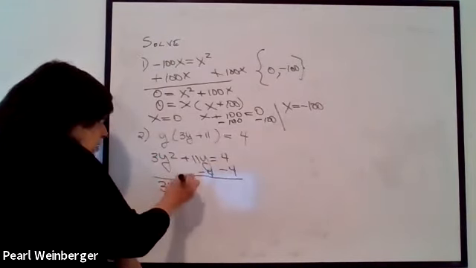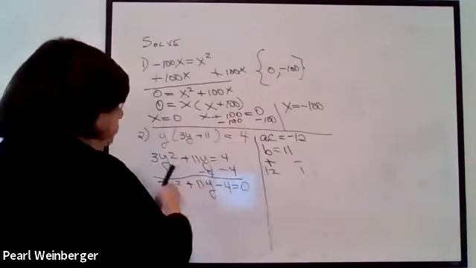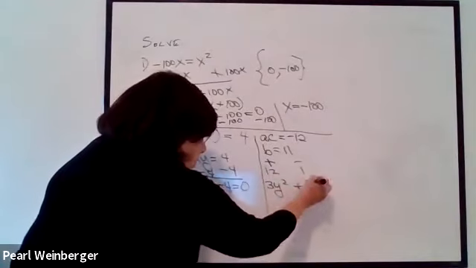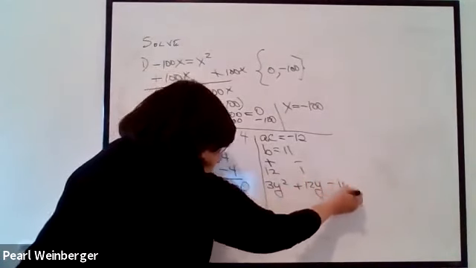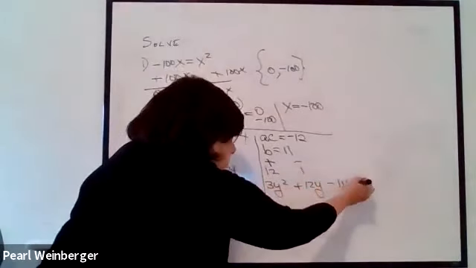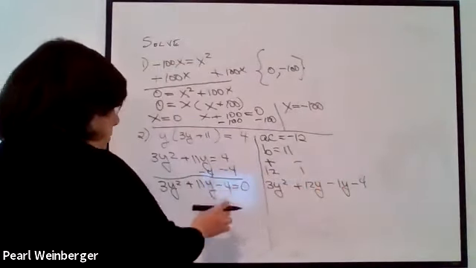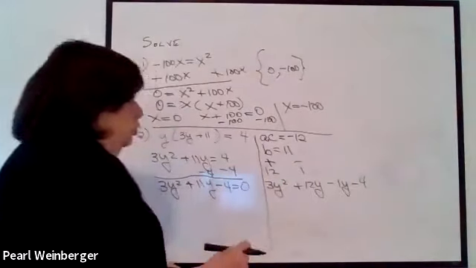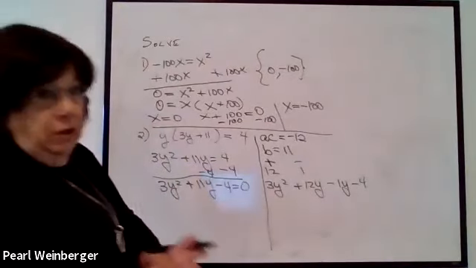As a matter of fact, that's the right combination, because a positive 12 times a negative 1 will give me negative 12. And when I add positive 12 and negative 1, it gives me positive 11. So I'm going to rewrite this 3y squared, the 11y as plus 12y minus 1y, and minus 4. So we've taken this single term and broken it up into two terms. So now we can do grouping.